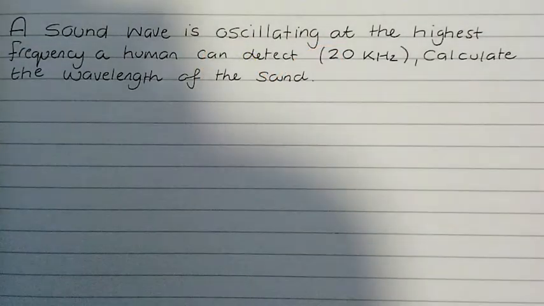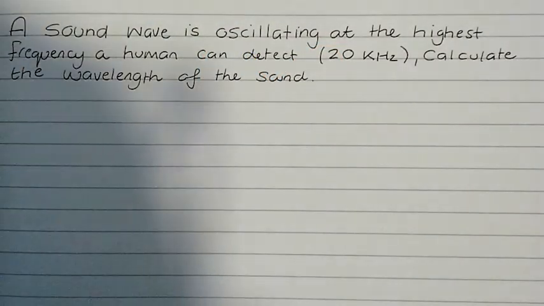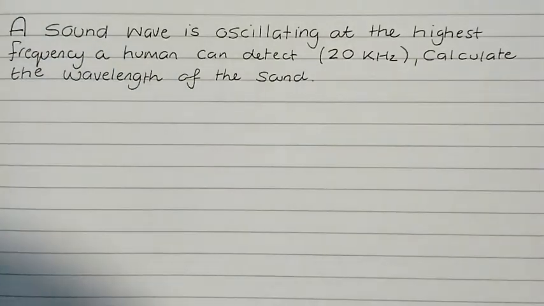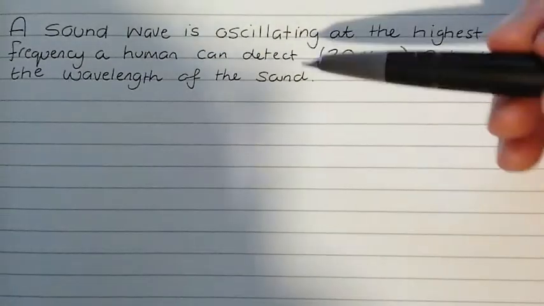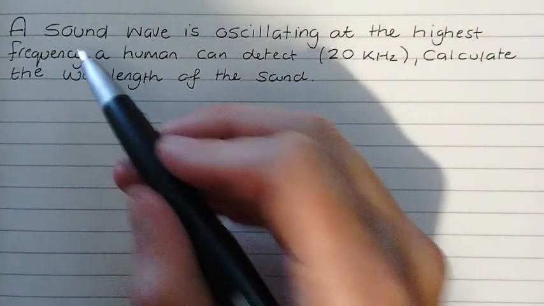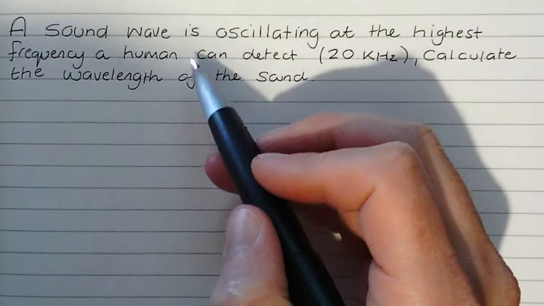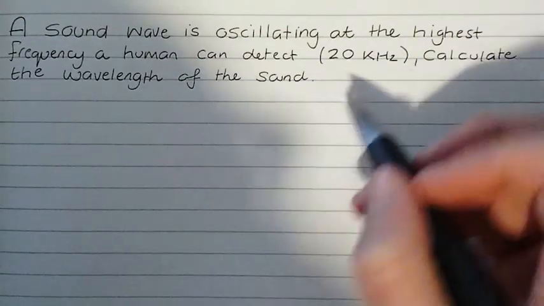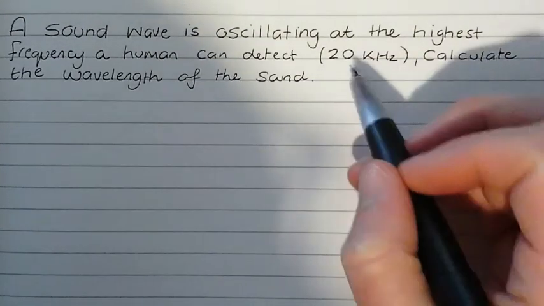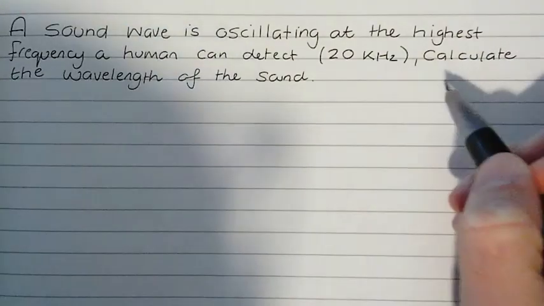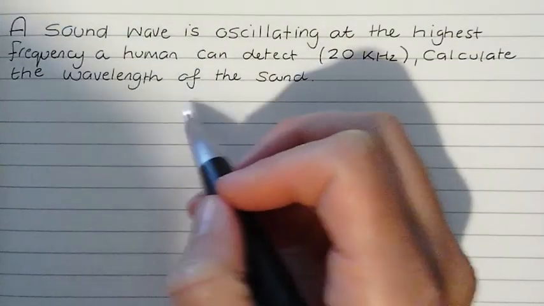In this part of the video, we are going to look again at using calculations, but in a slightly more complex way. So again, we'll use the same steps. We'll read the question. A sound wave is oscillating at the highest frequency a human can detect. That's 20 kilohertz. That's 20,000 hertz. Calculate the wavelength of the sound.